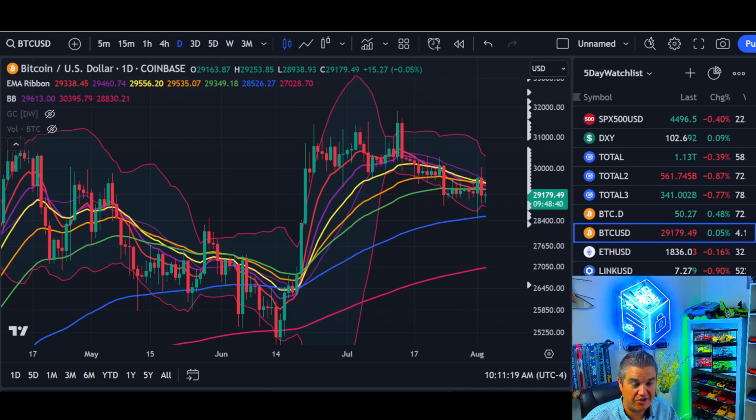Then we're going to zoom out to the weekly. We're going to do the same thing. So upside targets, downside targets, everything in between.